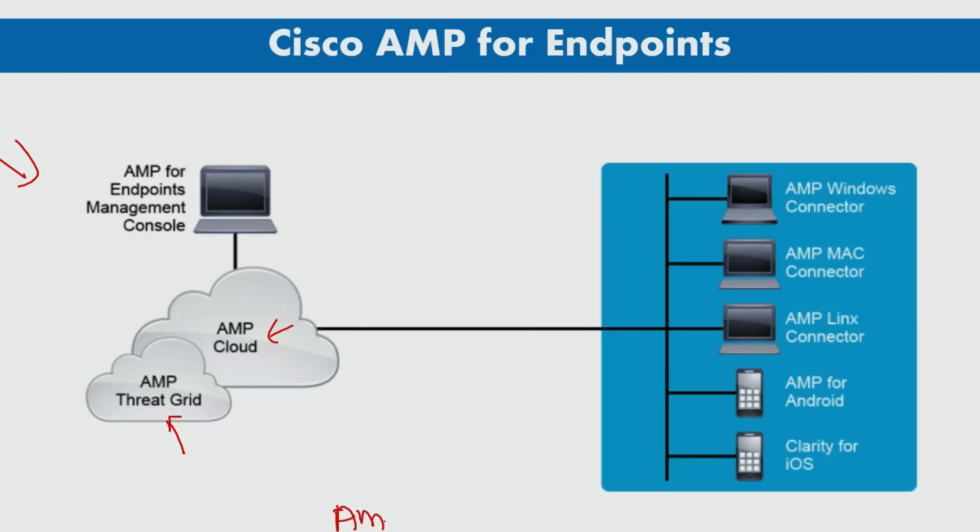AMP connector, which is a component that runs on endpoints. It communicates with the cloud to send and receive information about files and their disposition. There's actually several connector options available. First is the AMP Windows connector, which you can use to communicate with the AMP cloud for file disposition checks, system command and control functions, and software updates on Windows-based hosts.